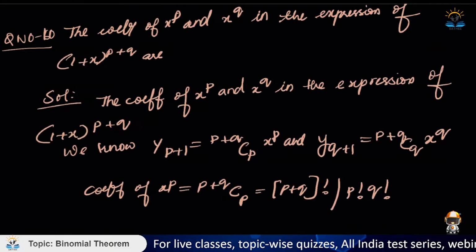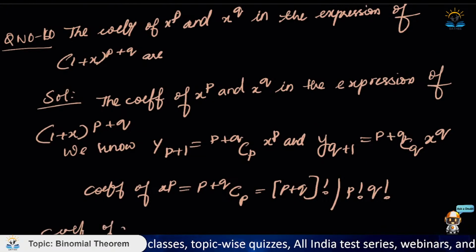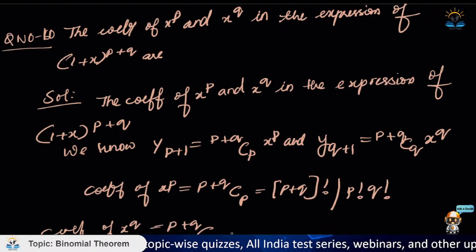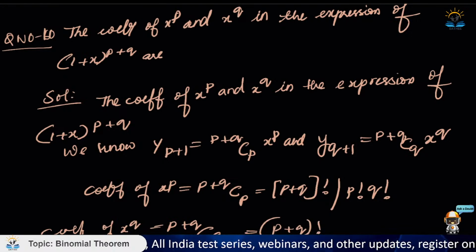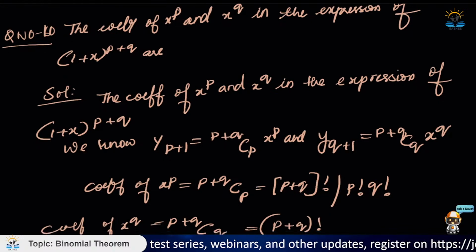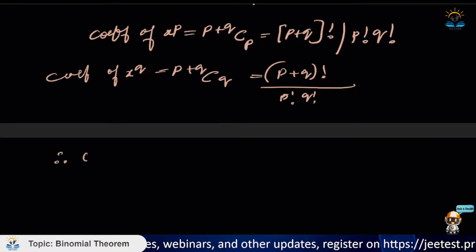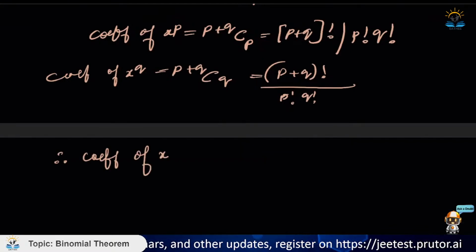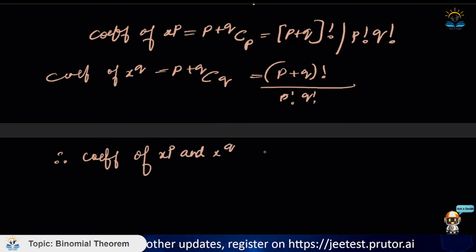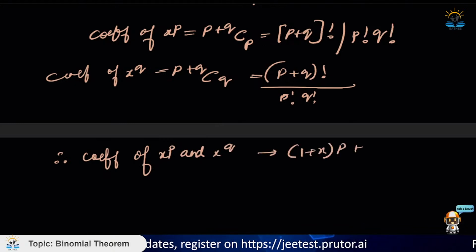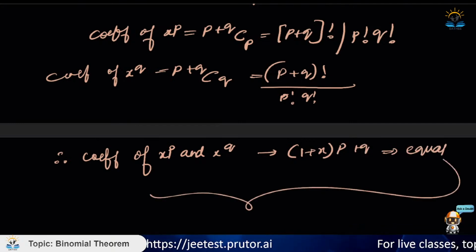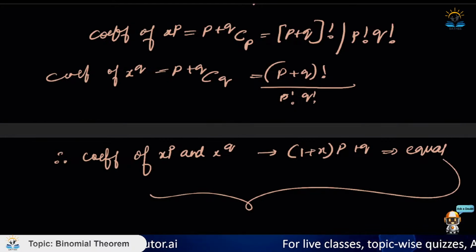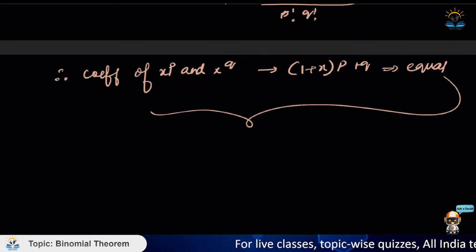Now the coefficient of xq will be equal to (p plus q)Cq, which is equal to (p plus q) whole factorial divided by p factorial into q factorial. Therefore we can say that the coefficients of x to the power of p and x to the power of q in the expression (1 plus x) to the power of p plus q are equal. When this comes, we have to note it, which is very very important for us to remember and also for us to know about.